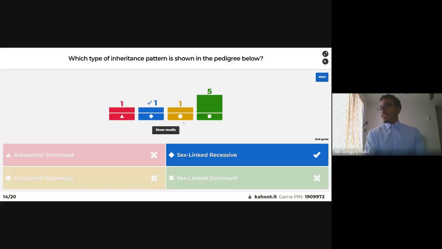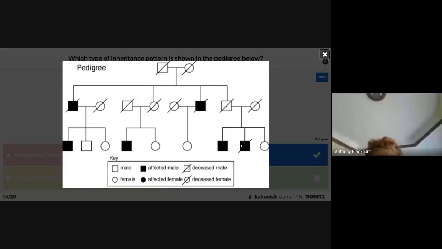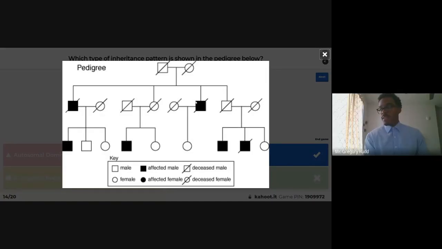Only one person. Okay, so let's check this out. I'm glad you guys said sex-linked. We know that this is sex-linked because we see that it's only affecting males. We only have shaded squares, no shaded circles. I got it right. It's only affected males.